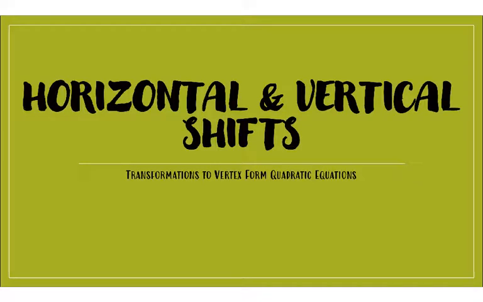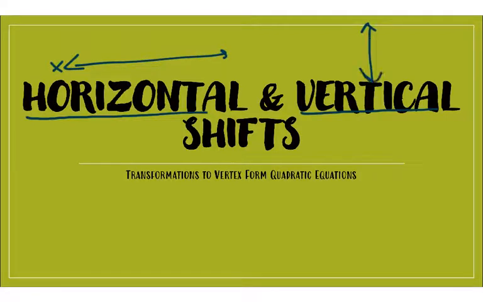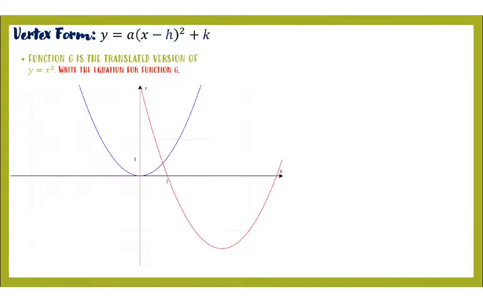To continue our discussion of transformations to our quadratic parent function, we're going to be talking about horizontal and vertical parameter changes. How we're moving horizontally along the x-axis and vertically along the y-axis. To talk about these type of parameter changes, we have to use a new form of quadratic equations, which is called vertex form.